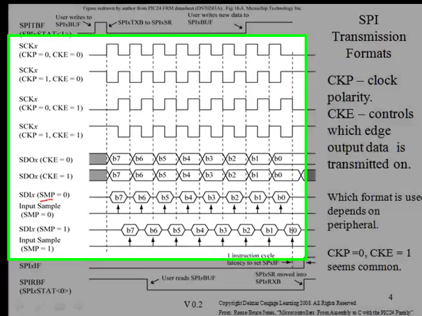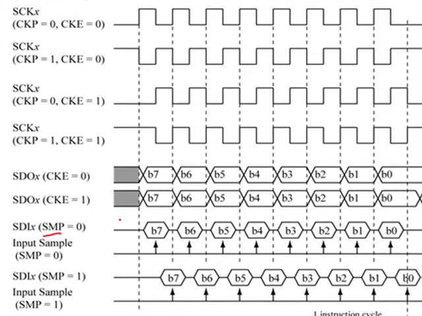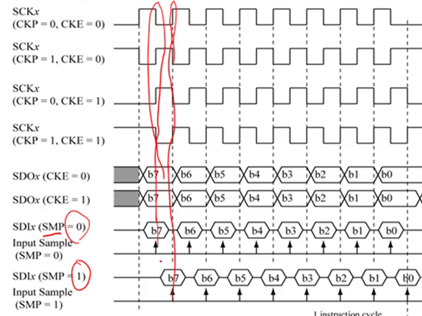There's also a bit SMP, short for sample, that determines when the PIC24 samples input data. When this bit is 0, it's going to sample input data during the middle of the clock period. When this bit is a 1, it's going to sample input data at the end of the clock period.